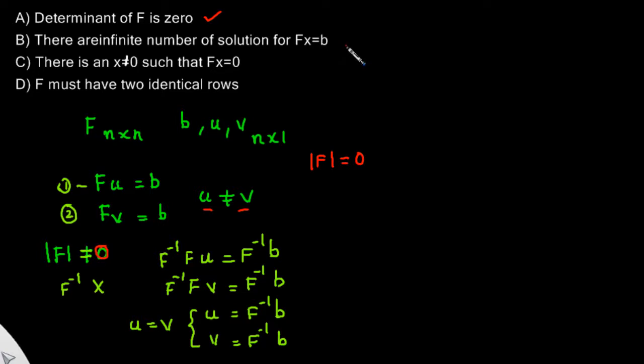Determinant F equal to 0 means there are chances that Fx equal to B can have infinitely many solutions. Since it has infinitely many solutions, there can be an x not 0 such that Fx equal to 0. Now the fourth case, F must have two identical rows. This is not necessary for a determinant to be 0. It can have two columns which are identical, which can cause the determinant to be 0. So the statement which is false is F must have two identical rows. So the correct answer is option D.